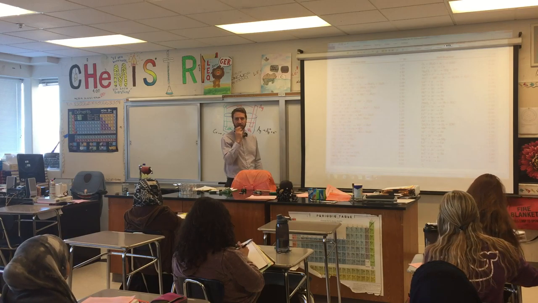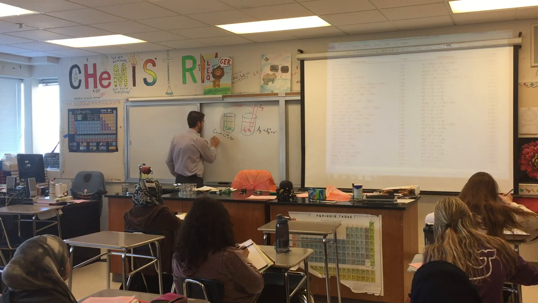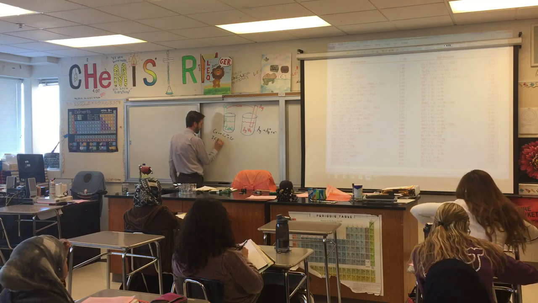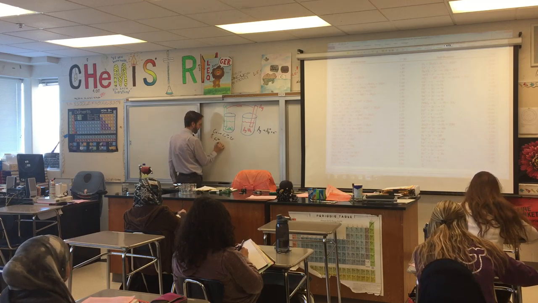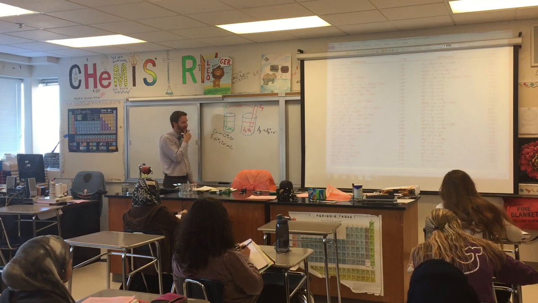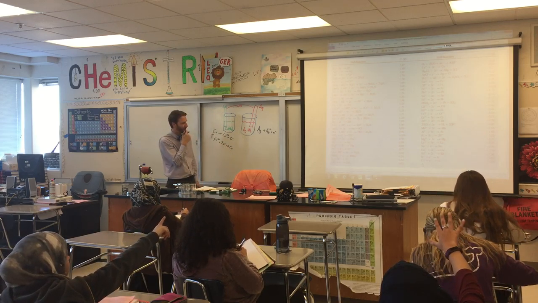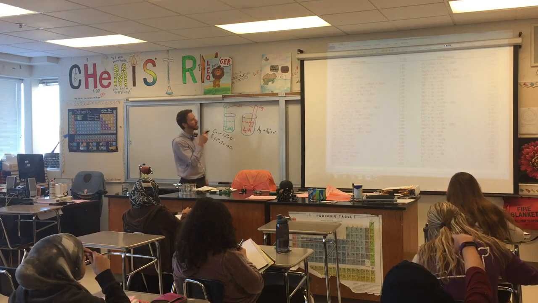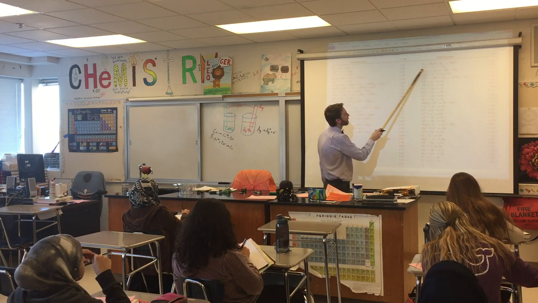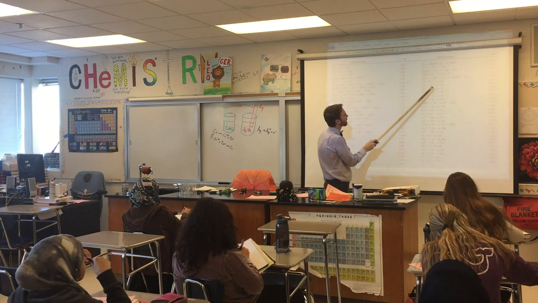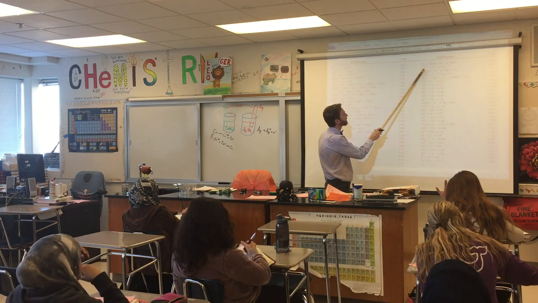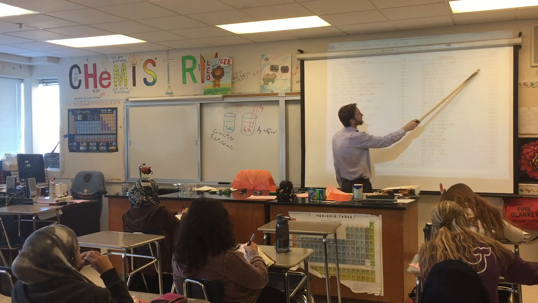How do we know which one is going to happen in the direction that's written? Well, we look at our table of half reactions. Can we find copper turning into Cu2+? Well, no, because these are all written as reductions. So you're going to look for Cu2+ gaining 2 electrons turning into copper. Anybody see it?